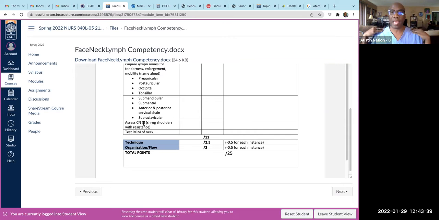For that, I would lay my hands on their shoulders from the back of them and say, raise your shoulders, shrug your shoulders. Is that symmetrical? Ask, can you show me range of motion of your neck? Do this, do that, sides. The neck goes forward, it goes back, it goes left, it goes right, and it goes round and round.